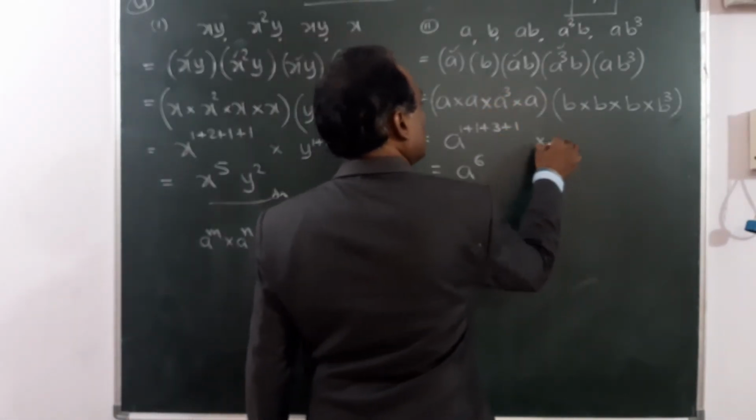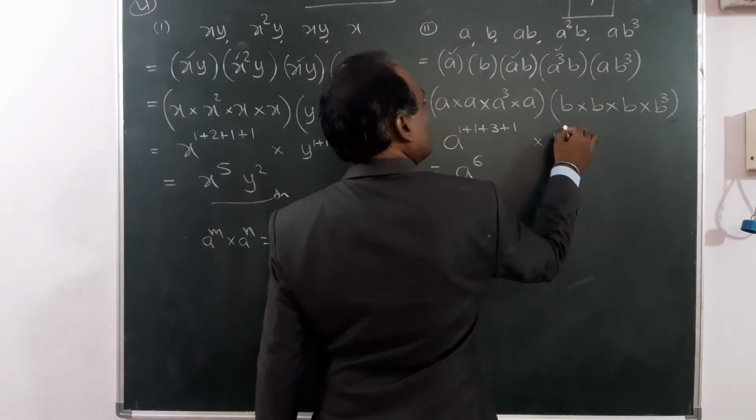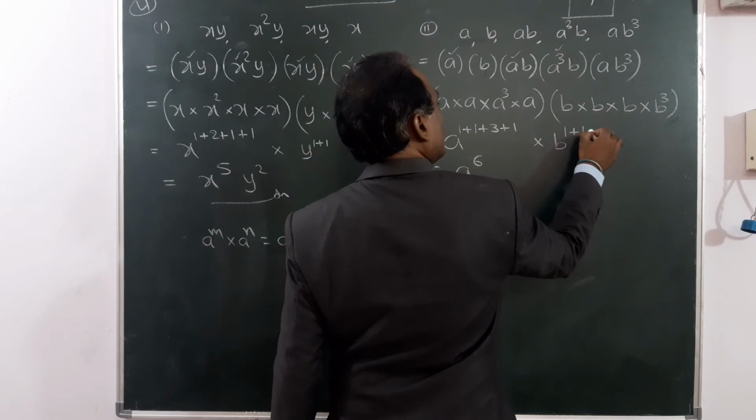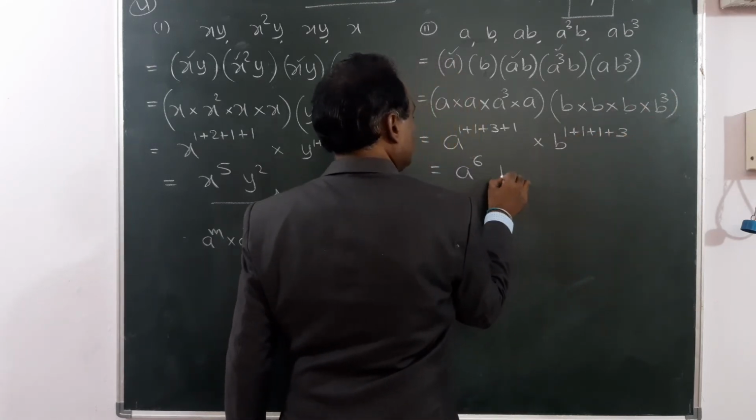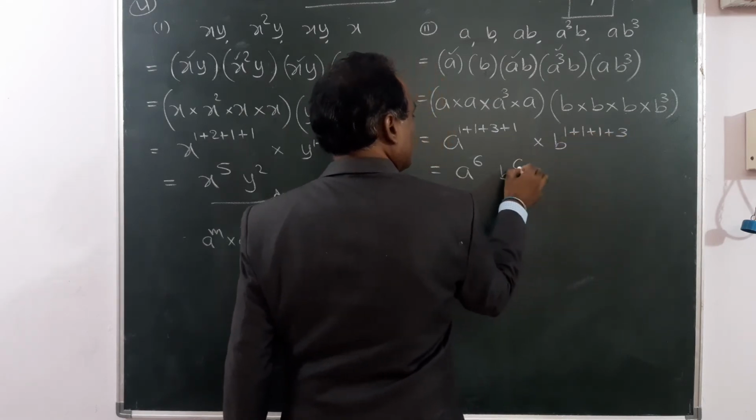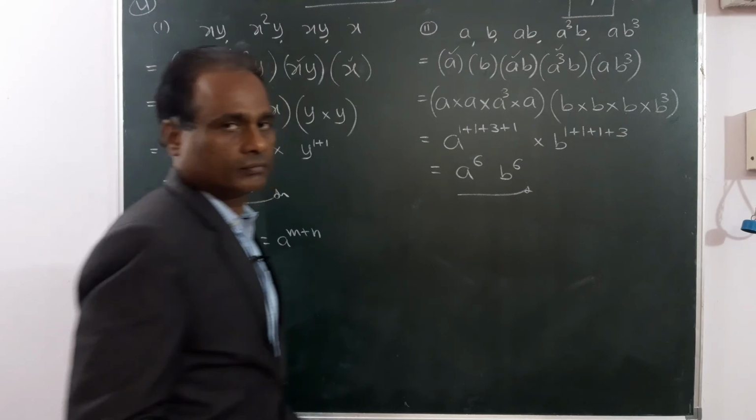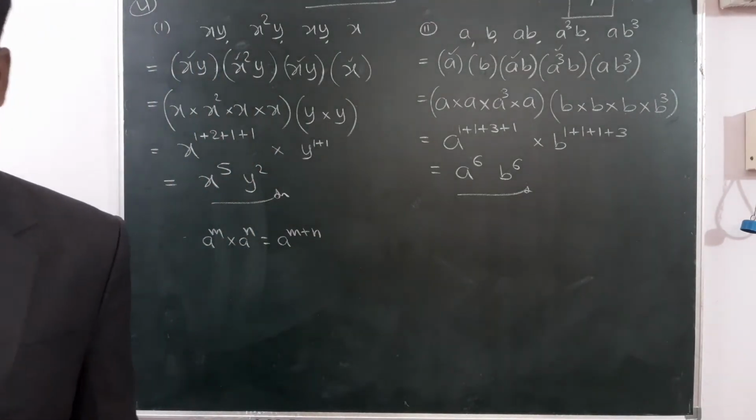Next, B power how much? Bases are same, in multiplication powers are added. 1 plus 1 plus 1 plus 3. B power 1 plus 1 is 2, plus 1 is 3, plus 3 is 6. Write down.